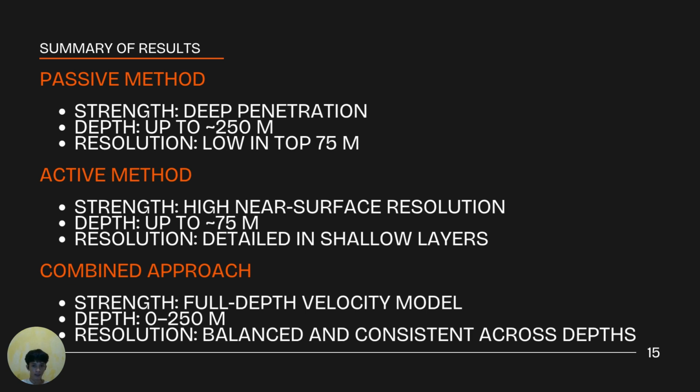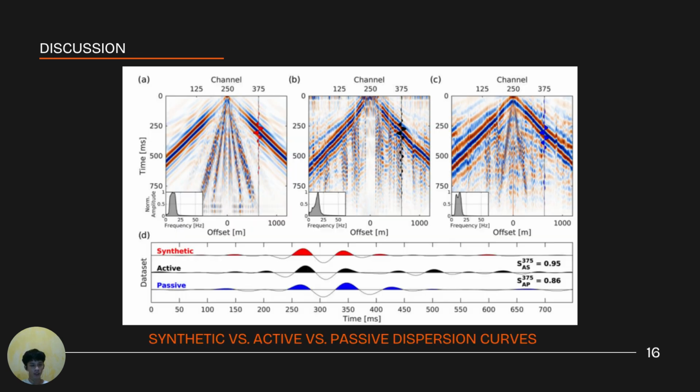Now let's discuss some of the challenges and considerations that arose during the study and how they were addressed. So for the discussion, linear arrays are often suboptimal for ambient noise studies due to directional bias. This site benefited from strong southeast directed ambient noise. The use of common midpoint stacking helped suppress incoherent signals and enhance data quality. So this figure compares the synthetic, the active, and the passive waveform data in the 6 to 16 Hz range, showing strong agreement and reinforcing the reliability of the passive method in this context.